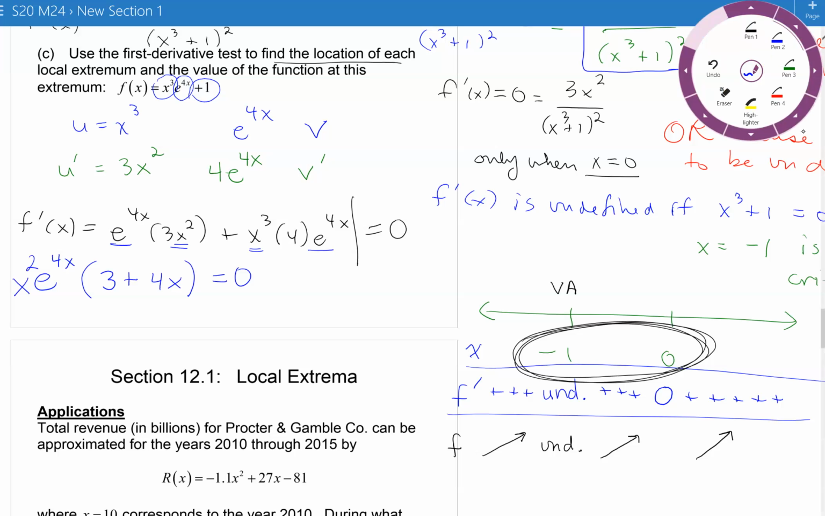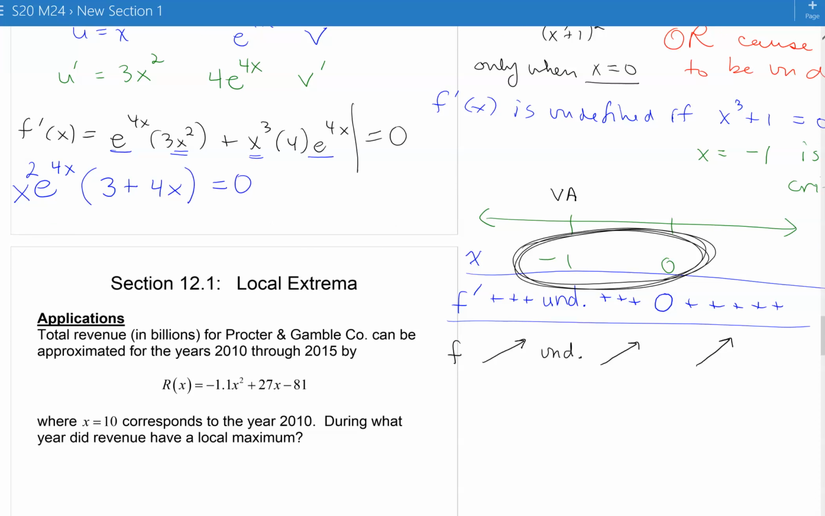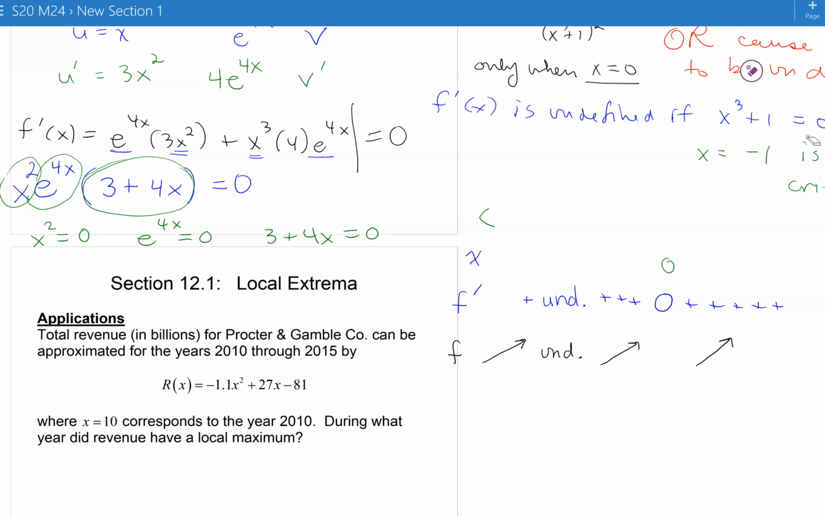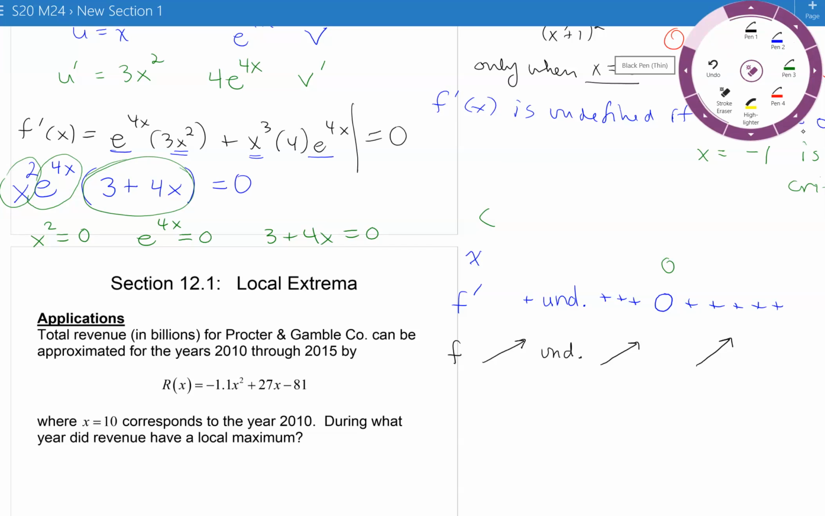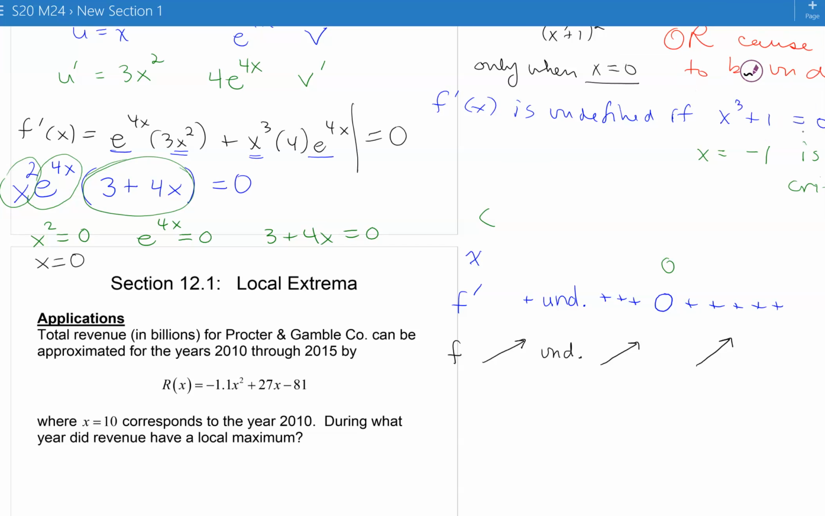Okay, now we need to do a little bit of analyzing. Think about the zero product property. I have x squared multiplying e to the 4x multiplying 3 plus 4x. So either x squared is 0, e to the 4x is 0, or 3 plus 4x is 0. So let's think about when x squared equals 0. And that's only going to happen when x is 0.